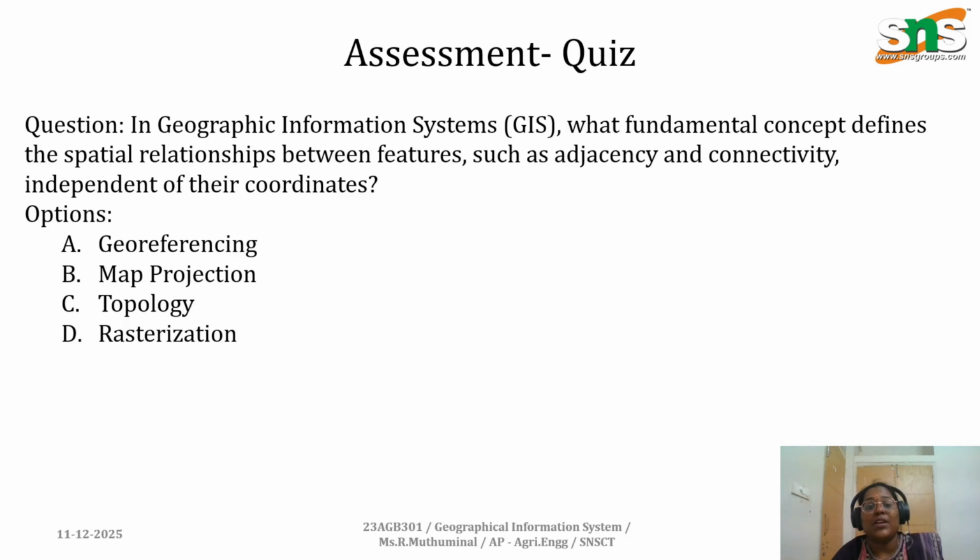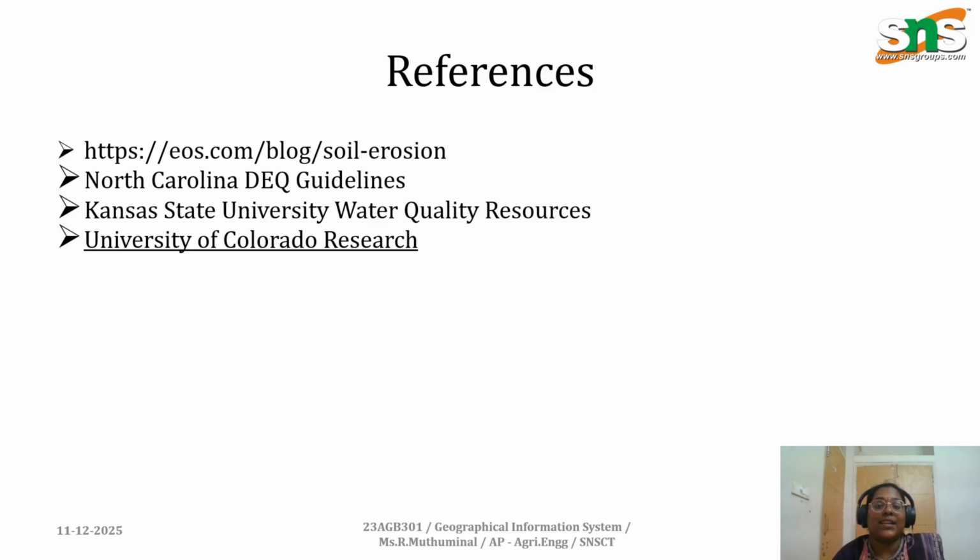The assessment question for today's session is: in a geographical information system, what fundamental concept defines the spatial relationship between features such as adjacency and connectivity independent of their coordinates? The options are georeferencing, map projection, topology, and rasterization. As we do know that every attribute is related to topology, the answer is going to be topology.